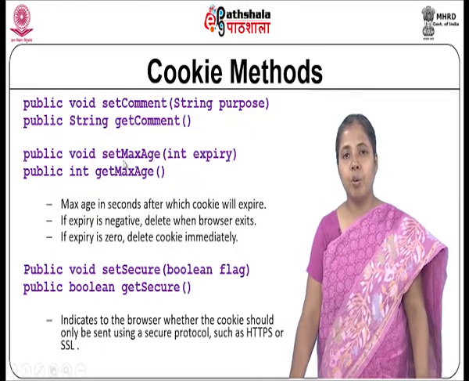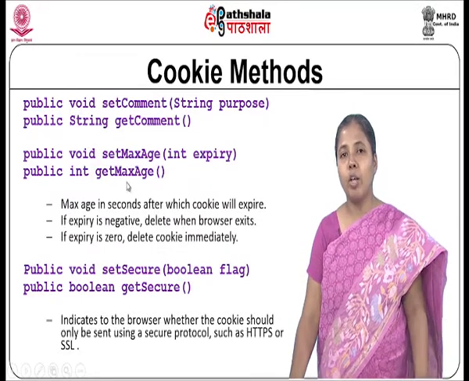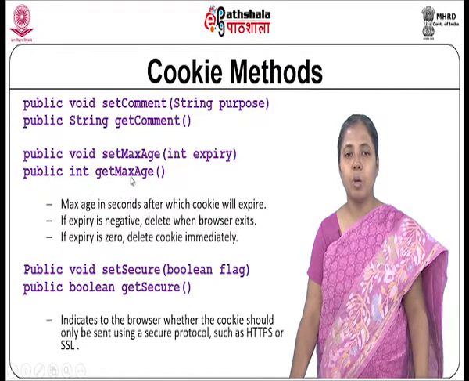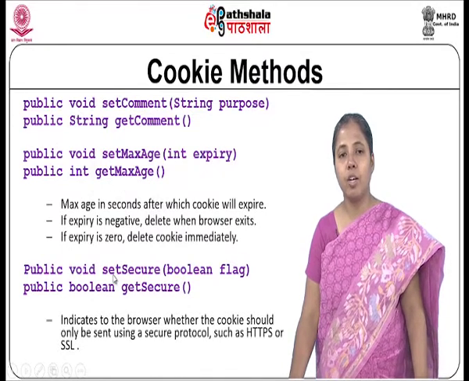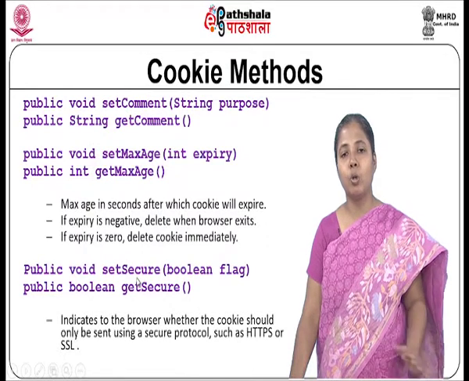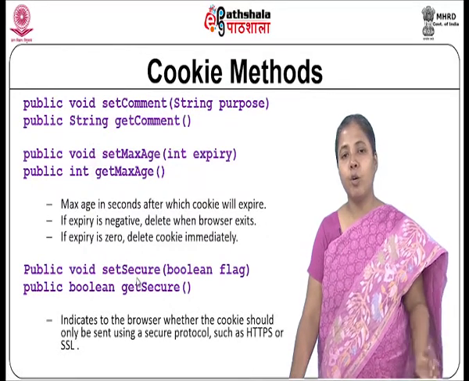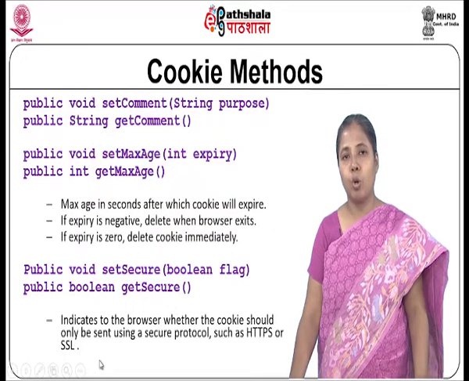You also have to set an expiration, which is very useful if you are setting an expiration date for your cookie. You can set it using a method called setMaxAge, and you can find out the expiration of a cookie by using a method called getMaxAge. And there are other methods like setSecure and getSecure. setSecure indicates to the browser that the cookie is sent through a secured protocol, meaning HTTPS or SSL.